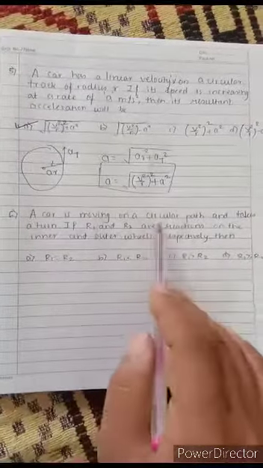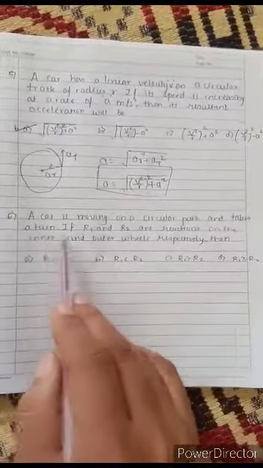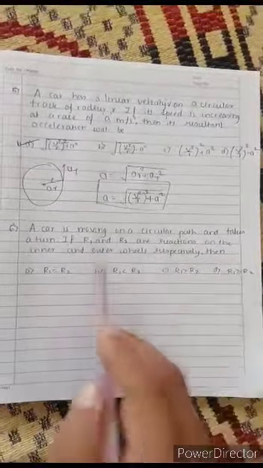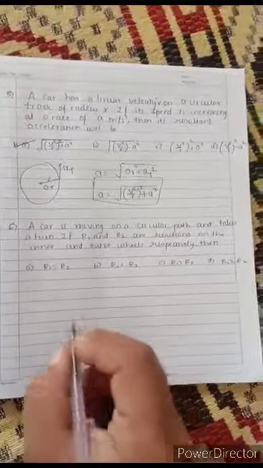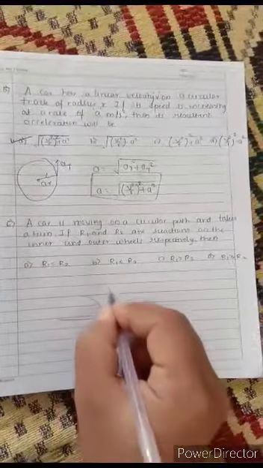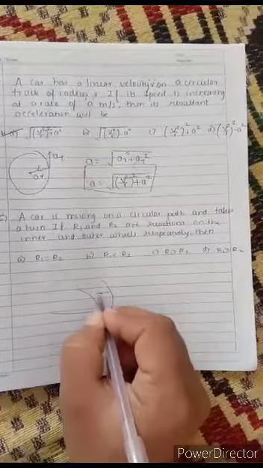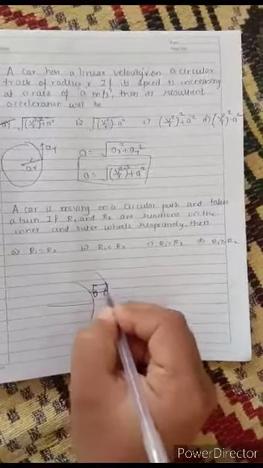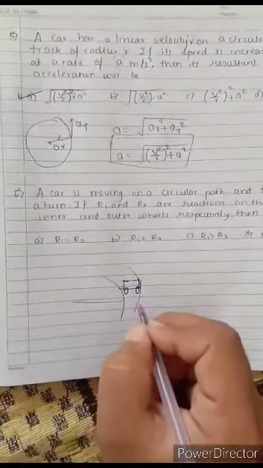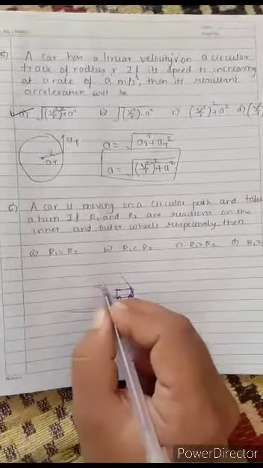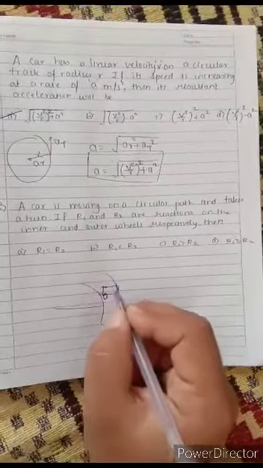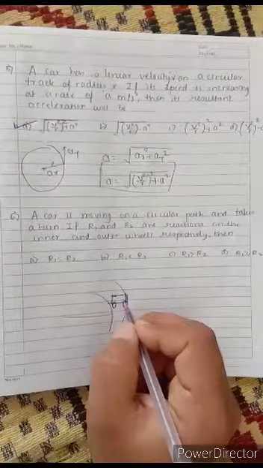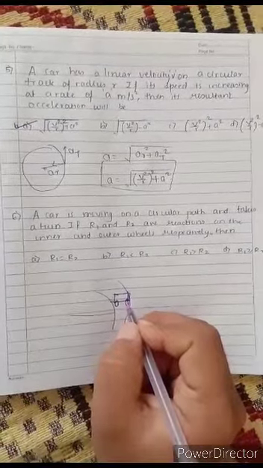A car is moving on a circular path and takes a turn. If R1 and R2 are the reactions on the inner and outer wheels respectively, then. Now see, this is very simple. Let us consider a curved path like this. Let us have a car here. I have just drawn a box for you to understand. When a car takes a turn, this is a logical question. It does not need any formula every time. It depends upon your imagination also, so use your imagination too.